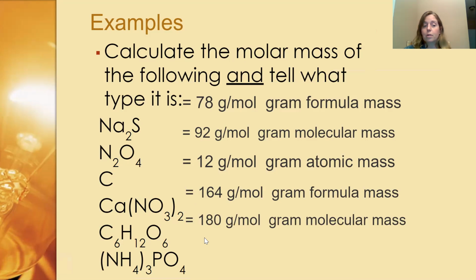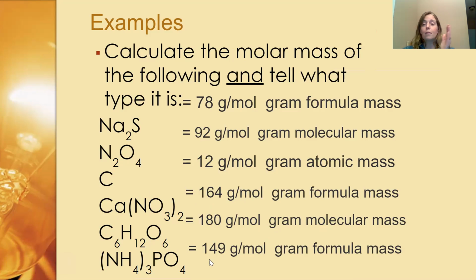Next, we have glucose. 6 carbons, 12 hydrogens, and 6 oxygens would equal 180 gram molecular mass. And you see how I'm changing these, you will not have to do that. All you have to do is write grams per mole. That's all I expect you to write, okay? And then the last one, 149 grams per mole for the gram formula mass, okay? So this is how we're gonna do molar mass. You're gonna have an assignment the next day, and this is what you're gonna be doing in that assignment. You're gonna be adding up all of the atomic masses for each element and the quantity of each element, okay?